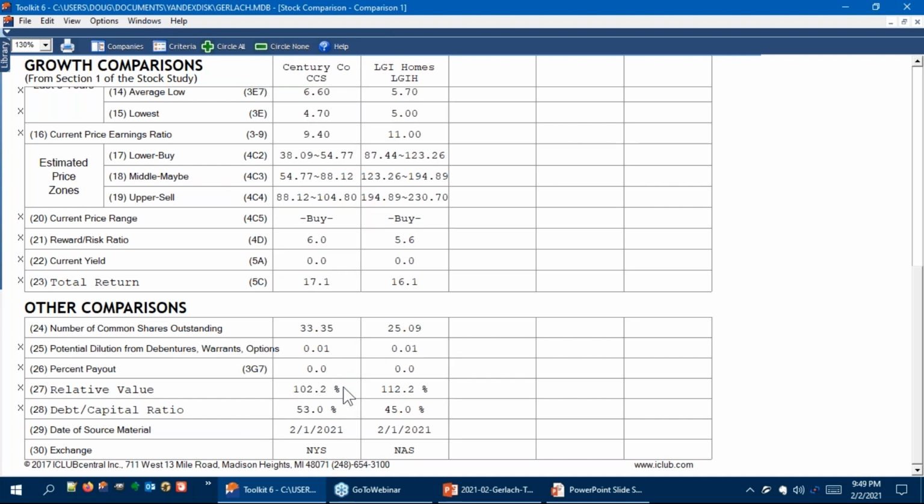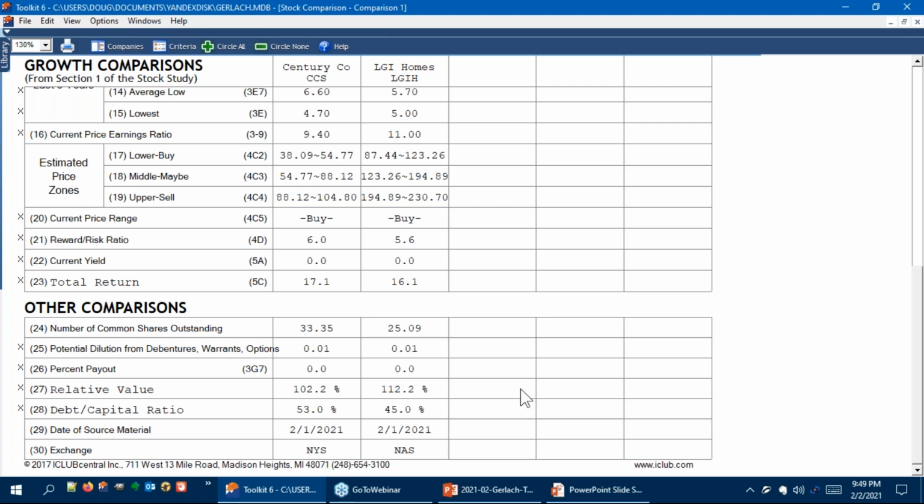The percent payout, we don't have to worry about the relative value. Century Communities is slightly cheaper at 102.2%. That means its PE ratio is very close to its average PE ratio, while LGI Homes is 112% of its average PE ratio. The debt to capital ratio, Century Communities is slightly higher at 53%, while LGI Homes is 45%.